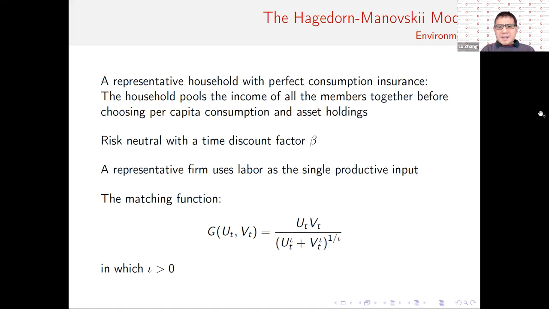So their basic setup is a representative household with perfect consumption insurance, where the household pools the income of all the members together before choosing per capita consumption and asset holdings. They're using linear utility. In other words, the representative household is risk neutral with a time discount factor of beta. There's also a representative firm that uses labor as the single productive input, and for the matching function, they're using the Den Haan, Ramey, and Watson specification, and iota is the curvature.